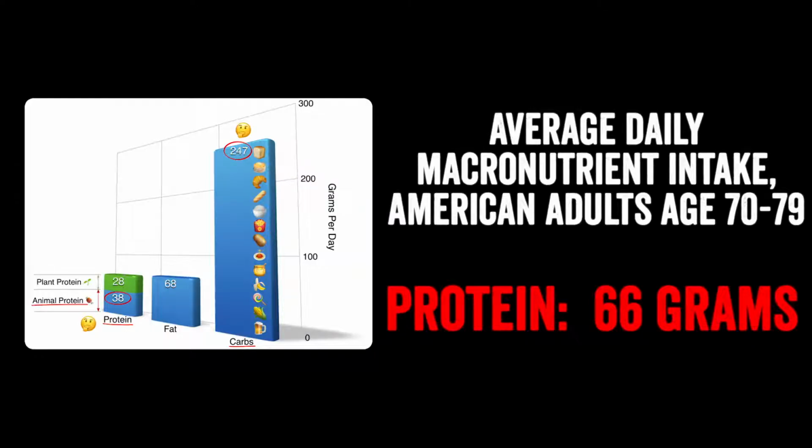And the biggest group that suffers from too little protein is older American adults. Almost half of Americans over the age of 50 do not eat adequate protein. And this is a graph of the actual macronutrient intake in American adults aged 70 to 79. They're only getting 66 grams of protein a day, which is below the world average, and only 38 grams of highly bioavailable animal protein. Instead, they're eating 247 grams of carbohydrates. This is probably why we have epidemics of sarcopenia and osteopenia, low muscle and low bone, and type 2 diabetes in older Americans.